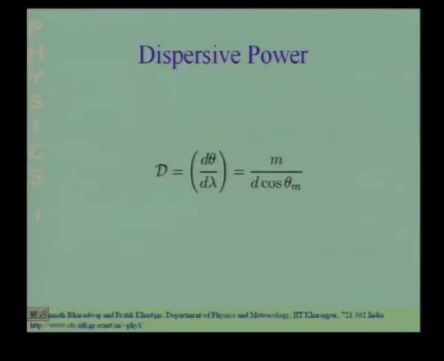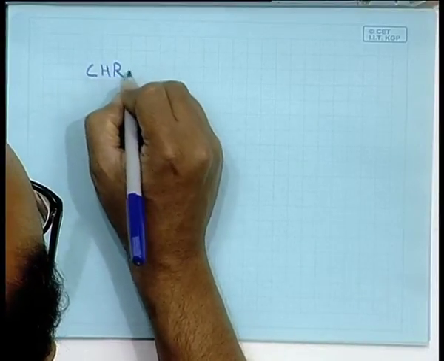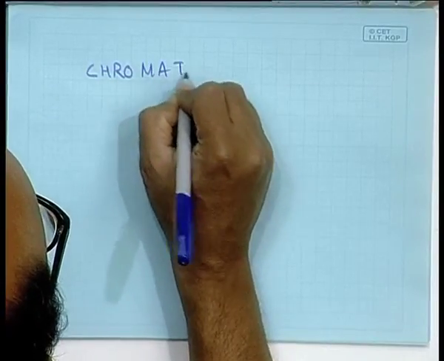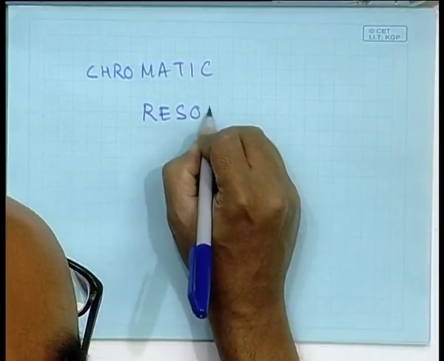Let us take another quantity which is of interest when we use the diffraction grating in spectroscopy. This quantity is called the chromatic resolving power.